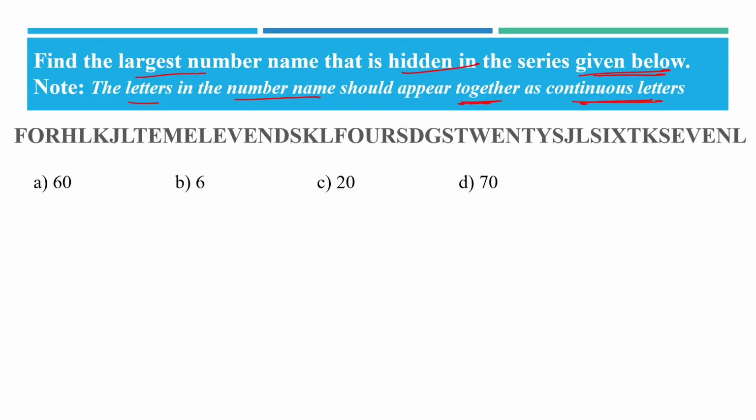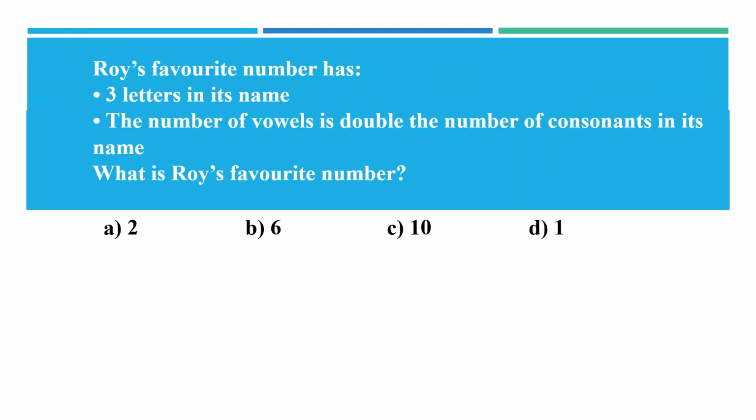I found one here. It is 11. And here we have 4, and here we have 20, and here we have 6. So I have found 4 numbers: 11, 4, 20, and 6. The question is all about the largest number name. Which is the largest number? Obviously it is 20. Great.